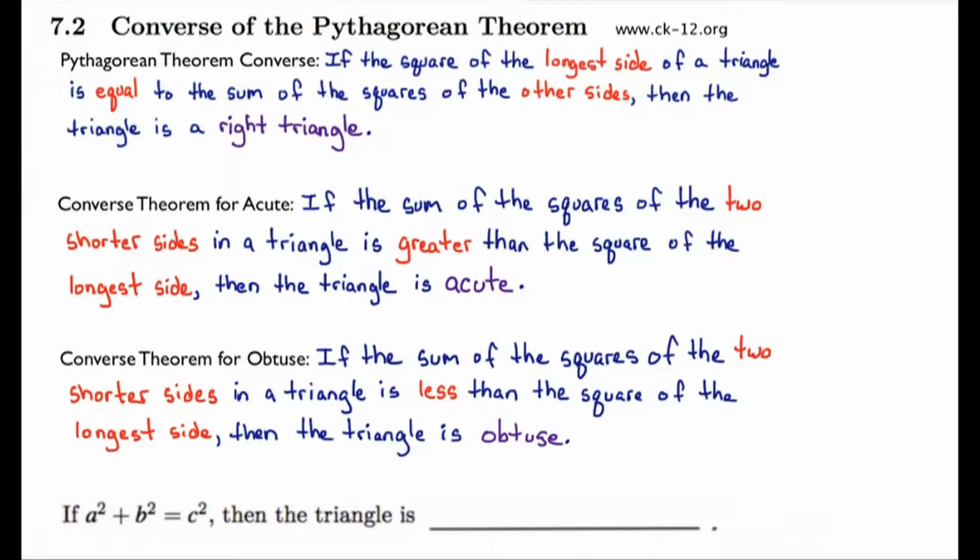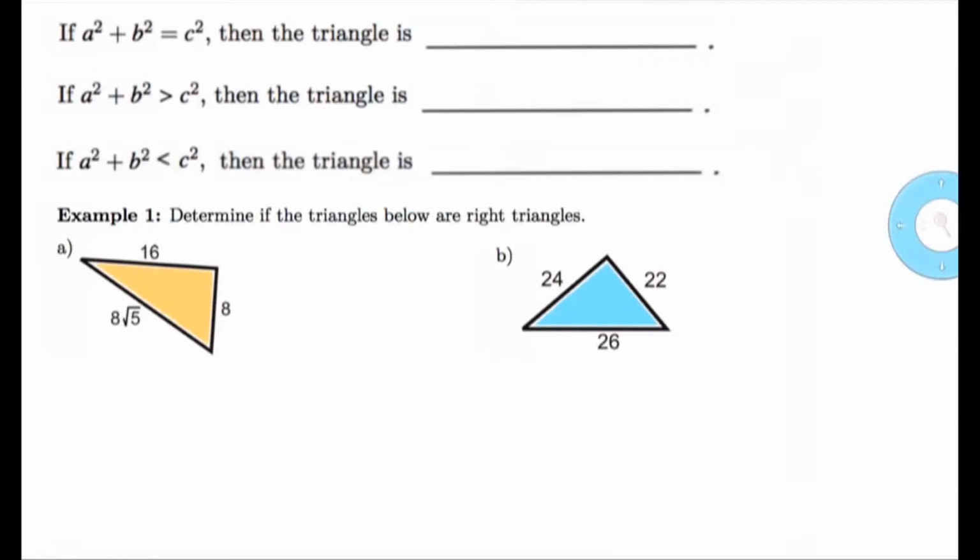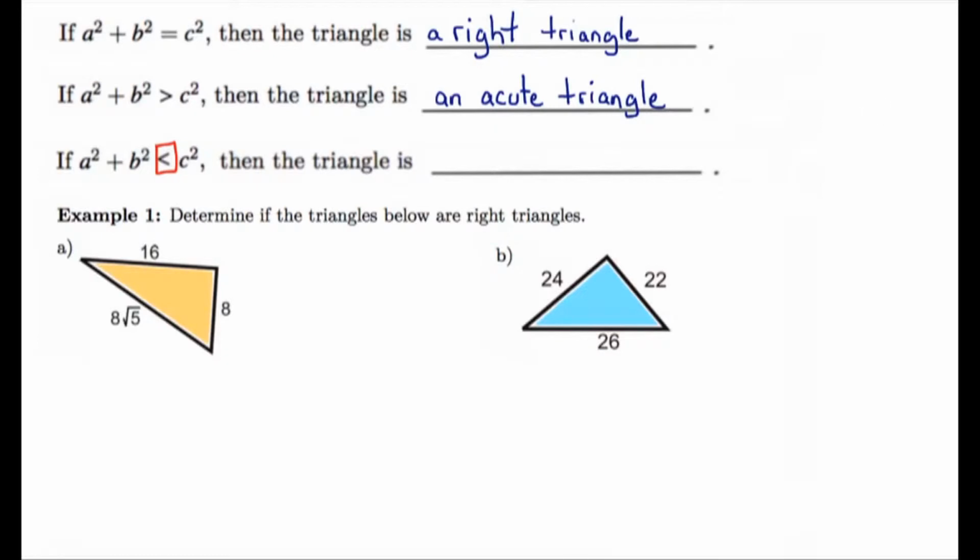So let's see if we can state this a little bit more simply. If I have a squared plus b squared equals c squared, then the triangle is a right triangle. If a squared plus b squared is greater than c squared, then the triangle is an acute triangle. If a squared plus b squared is less than c squared, then the triangle is an obtuse triangle. So let's take a look at example 1. Determine if the triangles below are right triangles.